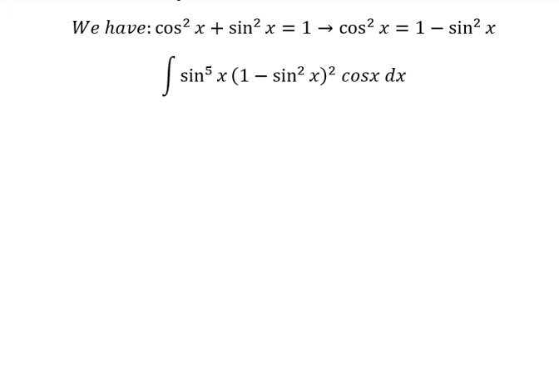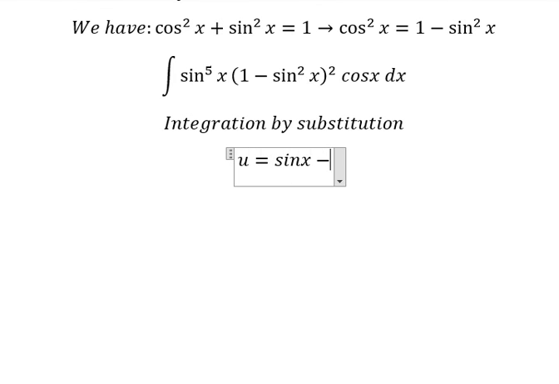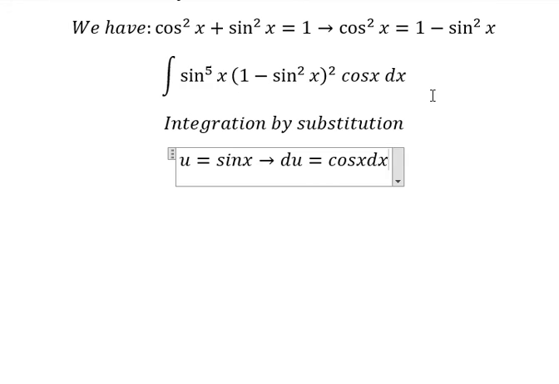Next, we need to use integration by substitution. So, I will put u equals sine x. After that, we first need to take the derivative of both sides, and we have du equals cosine x dx.